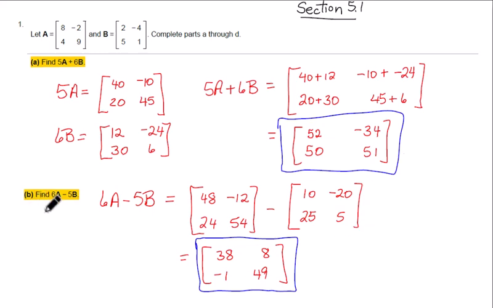In part B here, we have 6A minus 5B. All right, so take matrix A again, multiply through by 6, take 5 times B. Now we're going to subtract element by element. So 48 minus 10. Minus 12 minus a minus 20. So minus 12 plus 20, which is a positive 8.